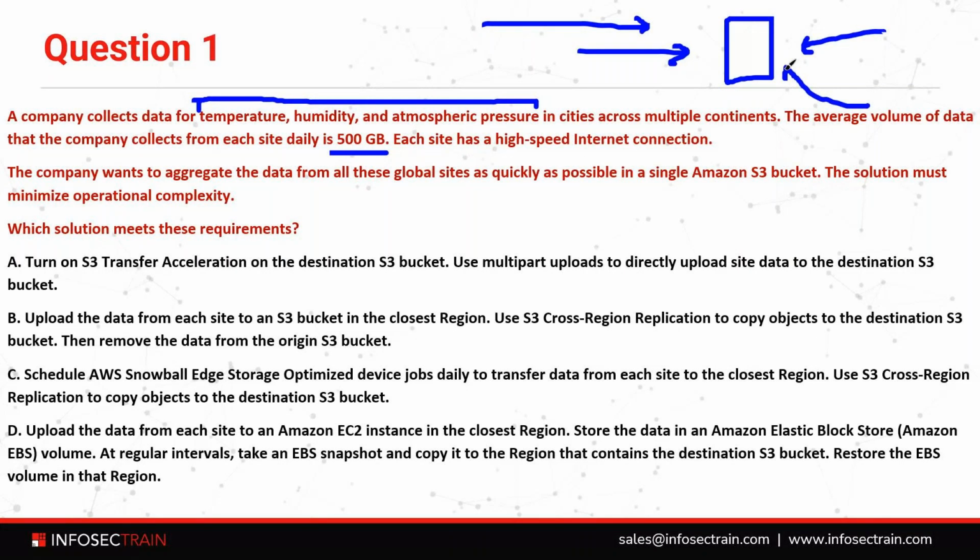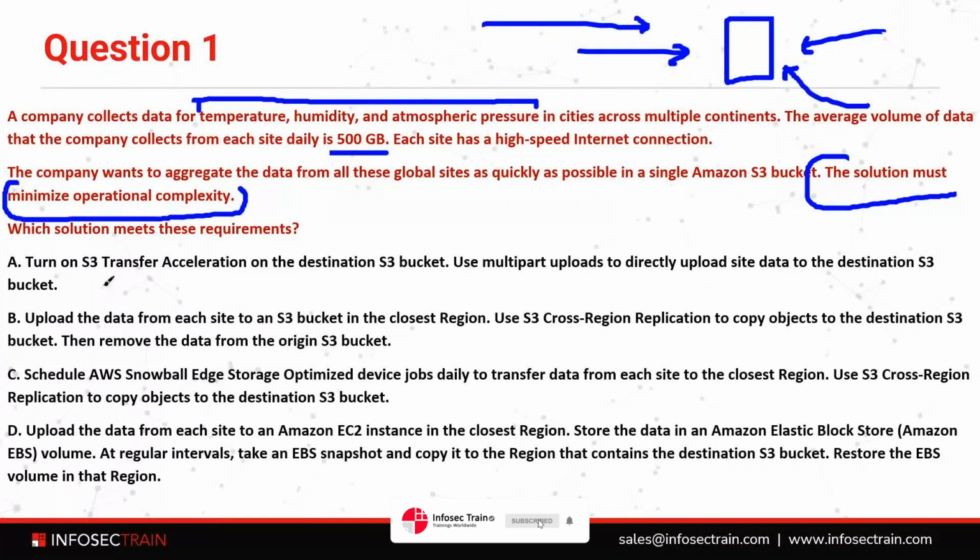That's what it is looking for. The solution must minimize operational complexity. Very important: the solution must minimize operational complexity, which means make it simple. It does not want you to overdo it. Which solution meets the respective requirement? The first one says turn on S3 Transfer Acceleration on the destination S3 bucket. Use multipart upload to directly upload site data to the destination bucket. Okay, this looks good, so this can be the respective answer.